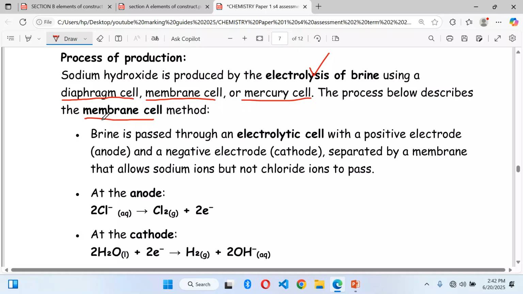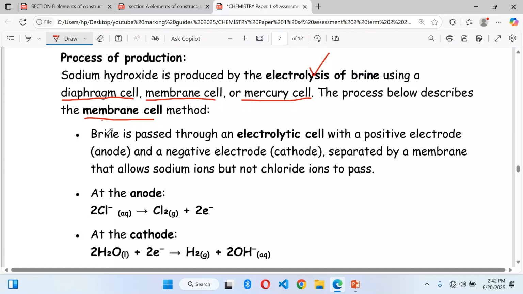There's another video which I published, and for those who have not seen it, you can go back to the channel and check manufacture of sodium hydroxide and chlorine gas. Those two we produced at the same time, and that is the method. In that one I used the diaphragm cell. But this time round, we are looking at the membrane cell.